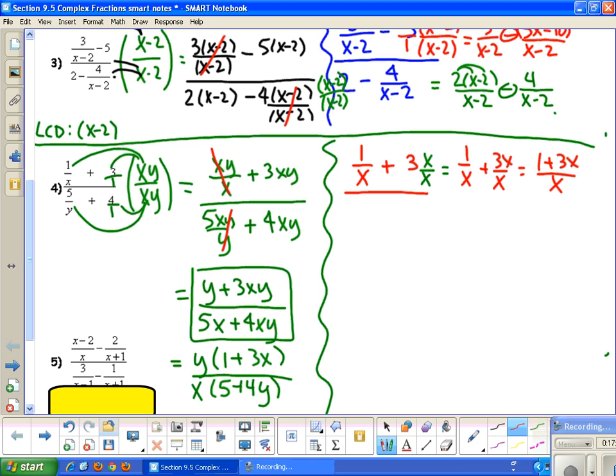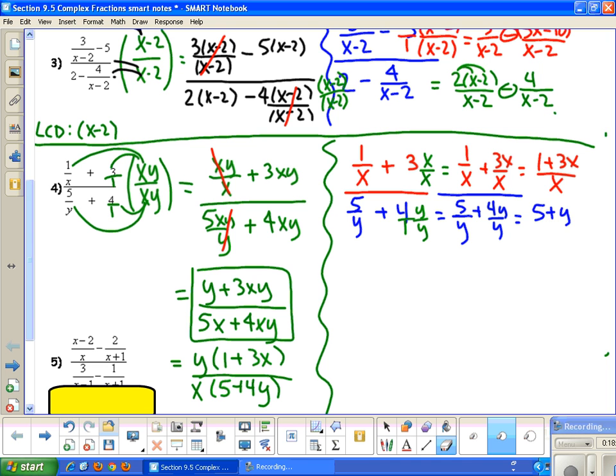And then I'm going to do my denominator now. So my denominator is 5 over y plus 4. So I need to multiply this by y over y because this is over 1. That would give me my common denominator. So that's equal to 5 over y plus 4y over y. Now I have my common denominator. So that would give me 5 plus 4y over y.